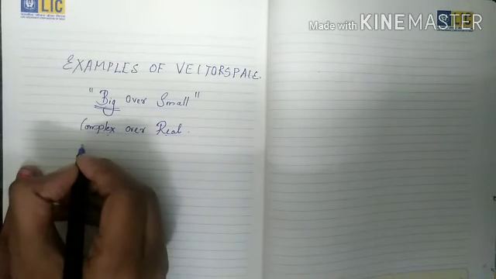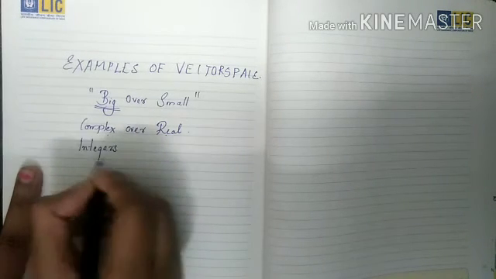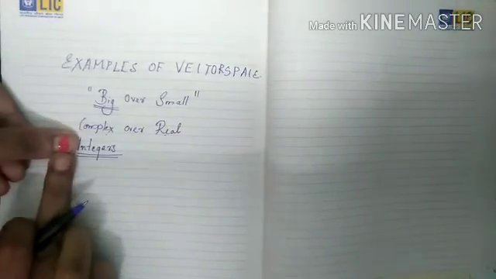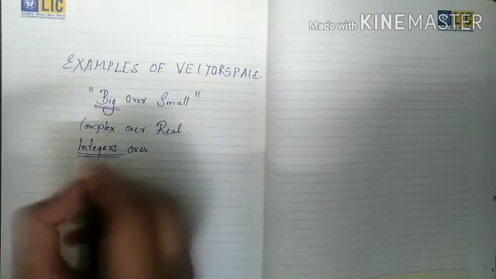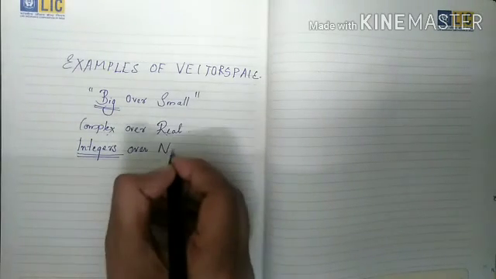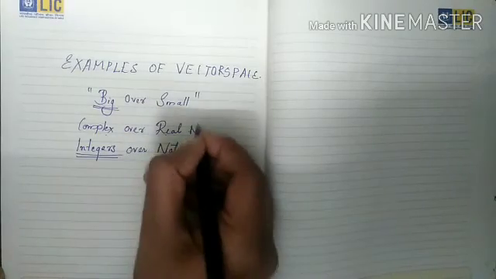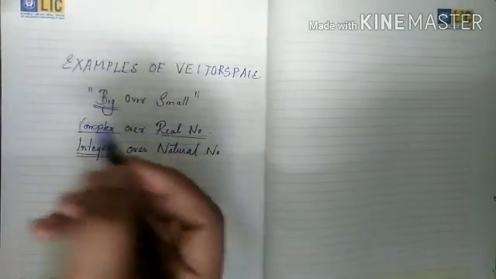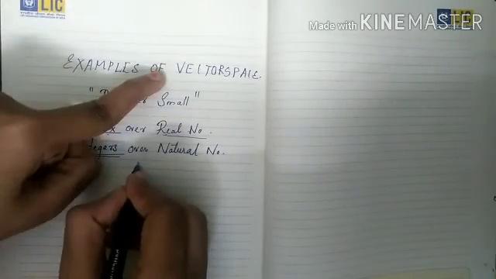Then I will consider the next example, that is, integers. Integers, and the set must be smaller than this set. Let it be natural numbers. So integers over natural numbers. Then you can try more examples, and these are examples of vector space.